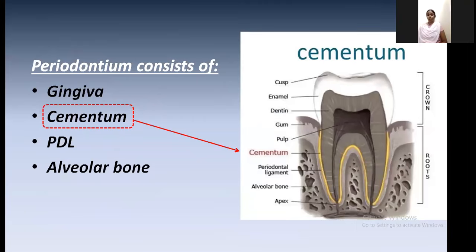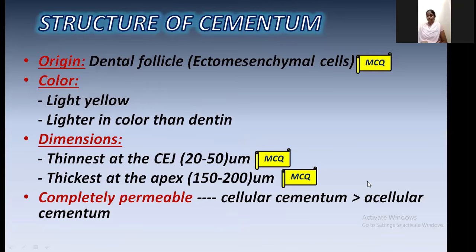Moving on, the cementum is a part of the periodontium. The periodontium has gingiva, cementum, PDL or the periodontal ligament fibers, and the alveolar bone. Now, if you can see in this image, this yellow color outline around the root dentin is the cementum. The pulp is here. This light brown shaded area is the radicular dentin or the root dentin, and surrounding the radicular dentin is the cementum.